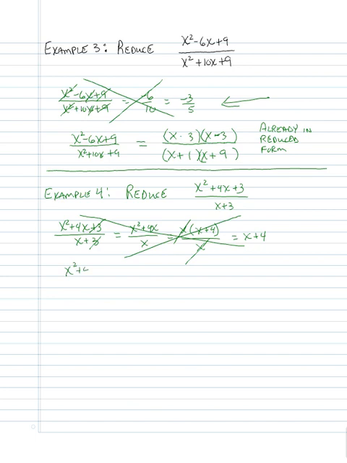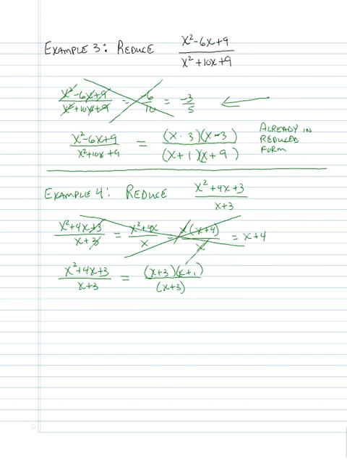x squared plus 4x plus 3 divided by x plus 3. Now, we need to factor. On bottom, we can't factor x plus 3, so we've got to think of that as the single factor. On top, I think we can factor that as x plus 3 times x plus 1. And you can verify that if you'd like, but I'm convinced that that's correct.